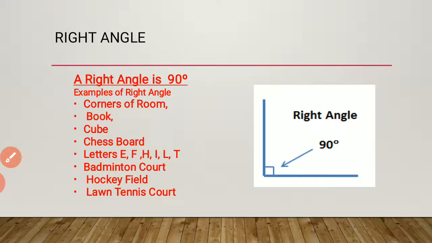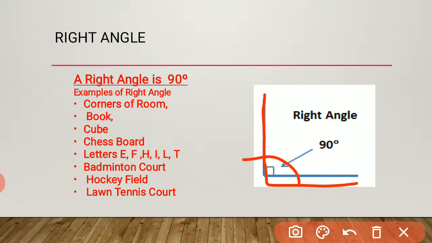The next one is the right angle, an angle whose measure is exactly 90 degree, not less than 90 degree, not more than 90 degree. This angle here is 90 degree. And there are so many right angles at your home, in your bags, in your bedroom. You have to observe them. First, observe the corners of your room. Your room's corners also make right angles. Your book, your cube, your chessboard, and some letters also make right angles.